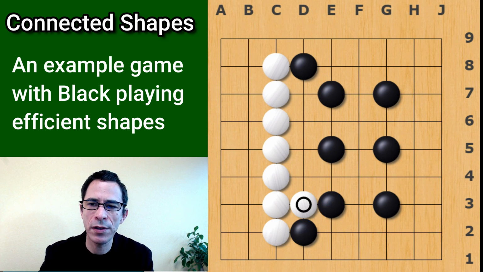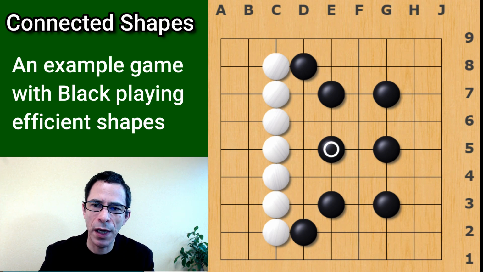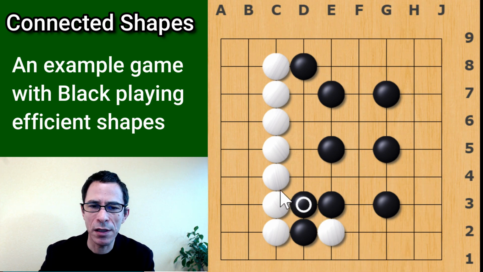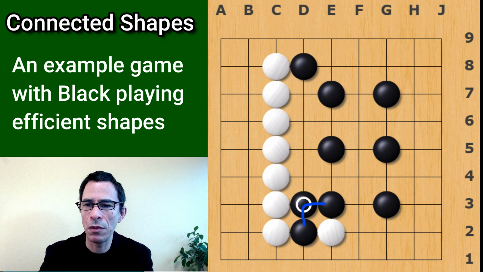So black will answer that by making a solid connection here. If white had played on the other side, actually this white stone is in danger already, but at the very least black could have made a connection like this on the outside. So those 2 points were interchangeable, and black would have been okay playing one or the other.